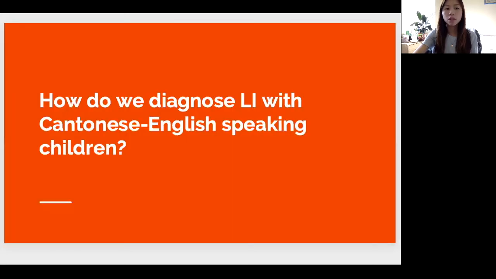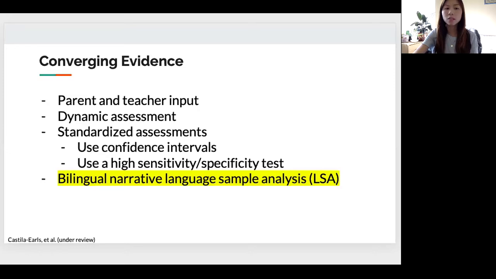So how do we diagnose LI with Cantonese English speaking children? The answer is by using converging evidence. We use converging evidence to determine speech and language services eligibility for bilingual children so that we have more information on the child's language abilities across languages.